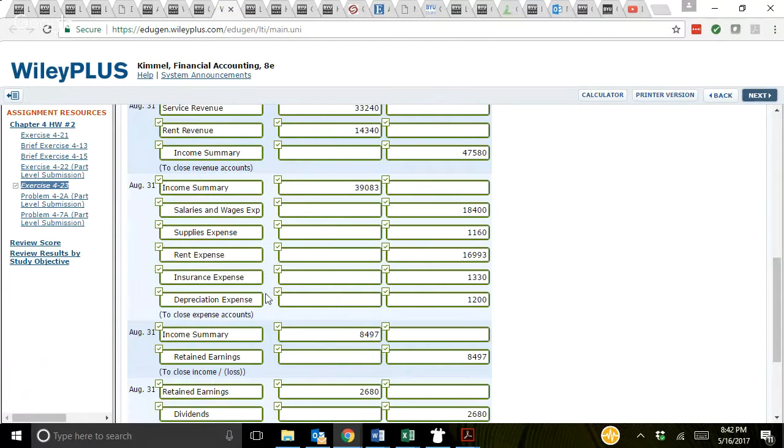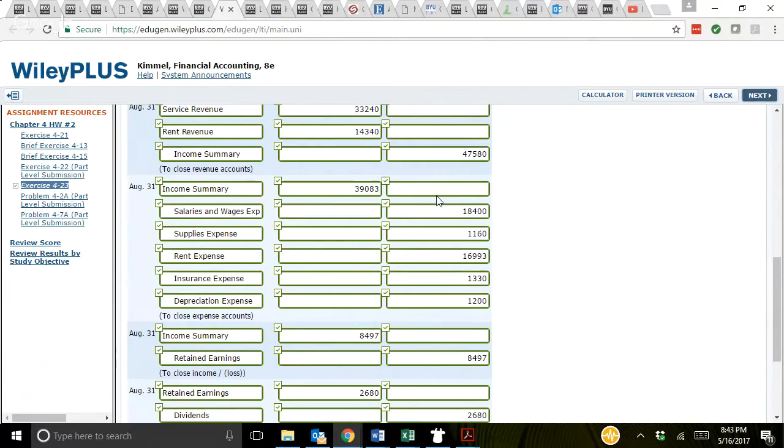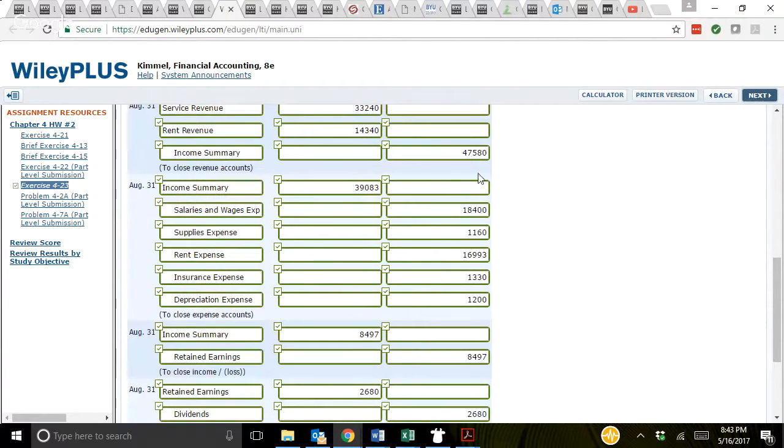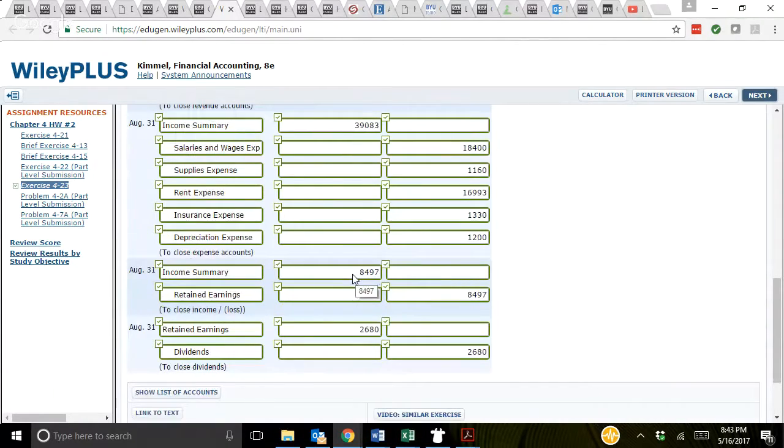Now the expenses are closed out, and all we have are two entries for income summary. Next we close out the income or loss, and the two accounts involved are retained earnings and the income summary. We start with the income summary. What is this number? Up here we credited the income summary 47,580, and then we debited the income summary 39,083. When we put those 2 numbers together, we get a net, and it's a positive, of 8,497 to the income summary.